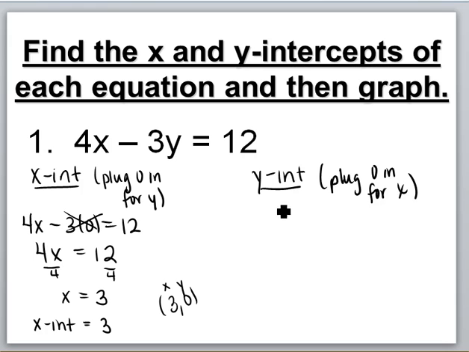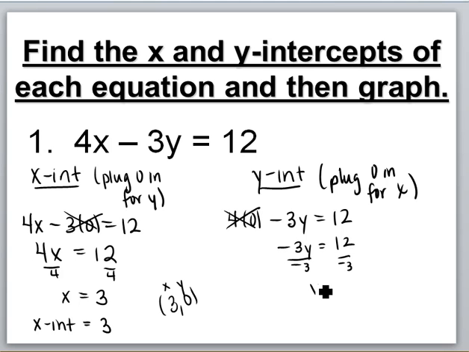The y-intercept is where I plug 0 in for x. So I would have 4 times 0 minus 3y equals 12. This is really 0, and so I just have the simple equation, negative 3y equals 12. Divide by negative 3 on both sides, and I get y is negative 4. My ordered pair, x comma y, is (0, -4): I plugged in 0 for x, and negative 4 for y. Now most of the time, we will just see it written as x-intercept equals 3 and y-intercept equals negative 4. But I do want you to understand that it is truly an ordered pair.